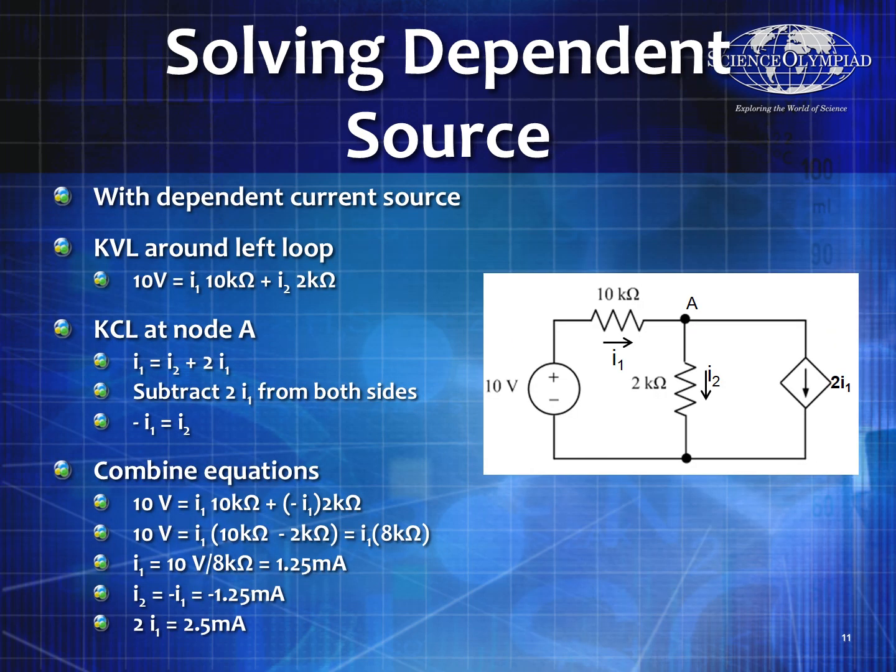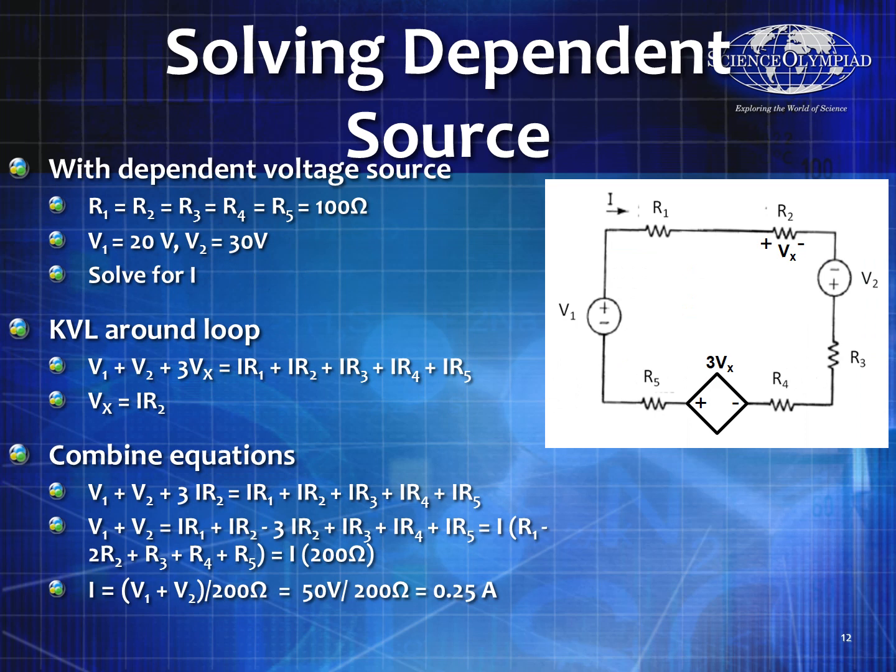So, how do we solve for dependent source? With a dependent current source, I usually will use a KVL to get my equations. By getting a KVL, I get one equation, and then I do a KCL at a couple of nodes, and I get other equations. By combining those equations using algebra 2, I can then solve for I2 and I1. And once I have I1, I can know what my current is at the particular area.